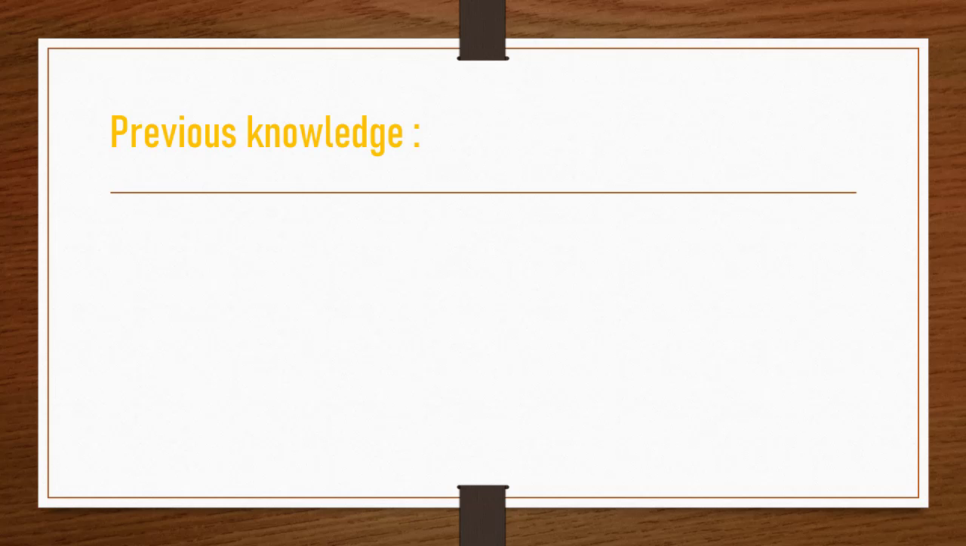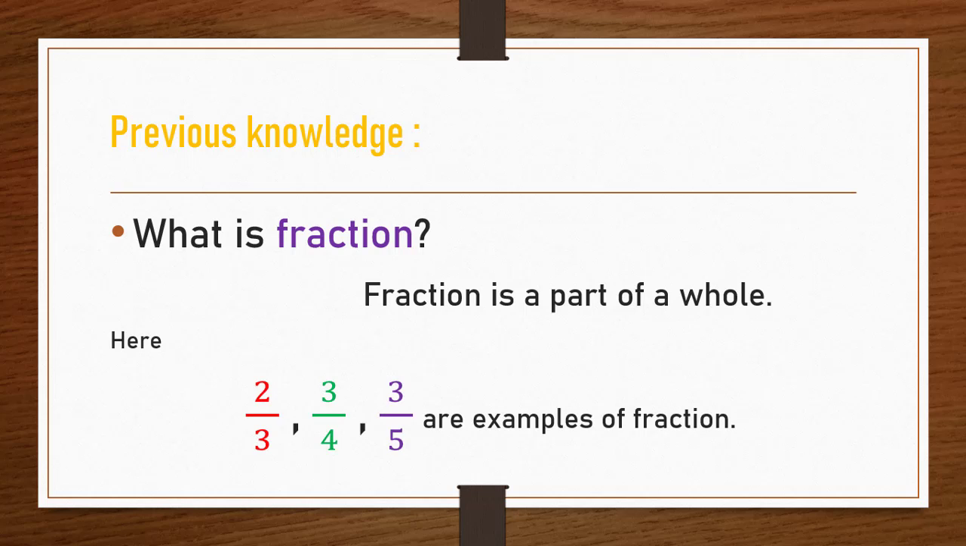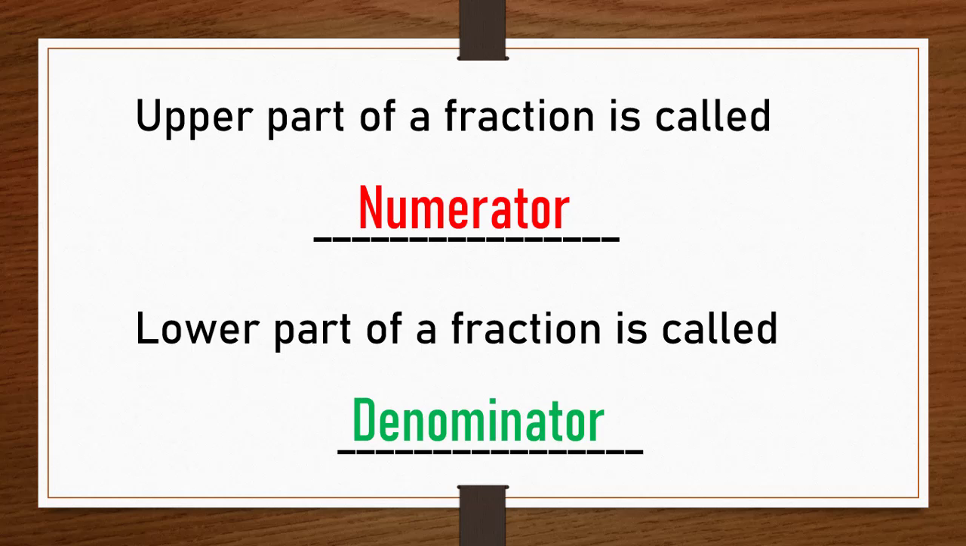Dear class, you have already learned about fractions in the previous lesson. So tell me, what is a fraction? A fraction is a part of a whole. Here 2 by 3, 3 by 4, 3 by 5 are examples of fractions. The upper part of a fraction is called the numerator and the lower part of a fraction is called the denominator.